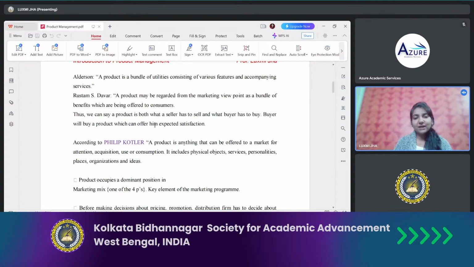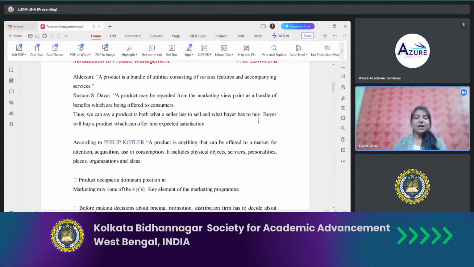Thus, we can say a product is both what a seller has to sell and what the buyer has to buy. Very important. A marketer will try to manufacture only those products which are in demand or which the buyers require. So in short, a seller comes with a bundle of things which he wants to sell and the buyer wants to accept, and this is what we term a product. So a buyer will buy a product which can offer him the expected satisfaction.